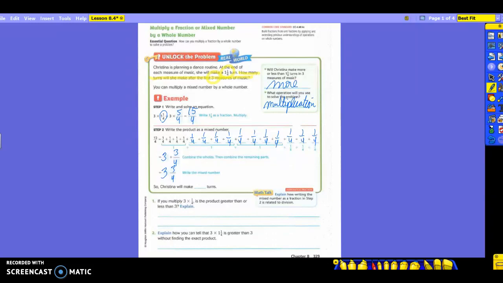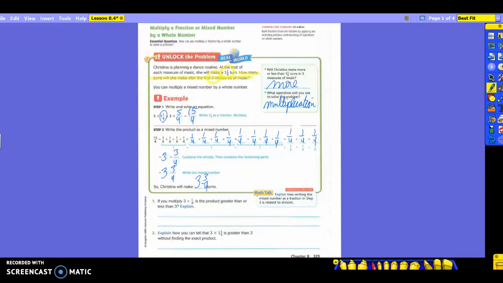Yes. Okay, so you know that 4 times 3 gives you what? 12. So there's your whole number of 3. You have 3 left, so that would be your 3/4 that are left. Does that make sense? And let's rewrite it down here as well. So Christina will make 3 3/4 turns in those 3 measures of music.